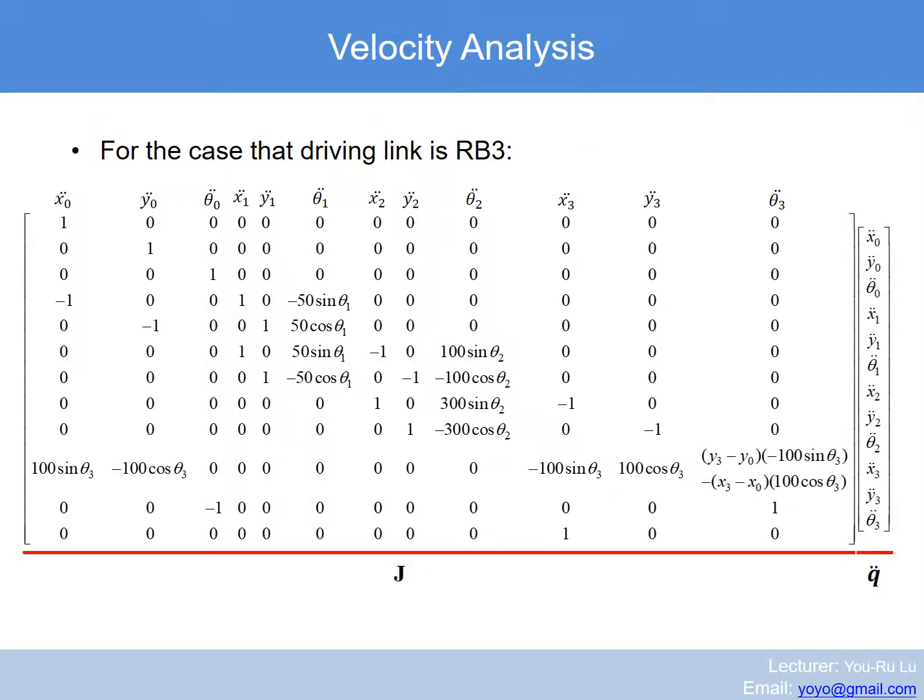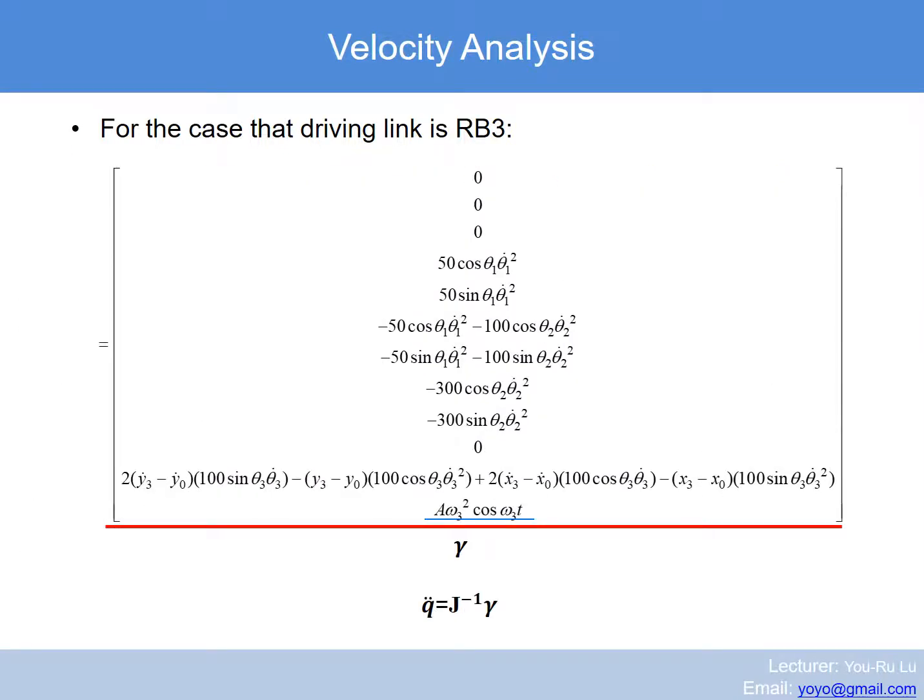Note that if the driving link of the system is rigid body 3 instead of rigid body 1, the procedure is still the same, except that the 12th row of the Jacobi matrix and gamma vector should be replaced by the row vector shown here and the term shown here.